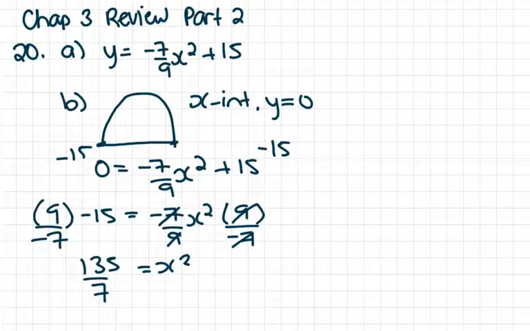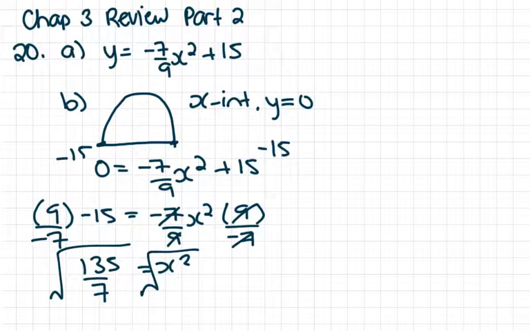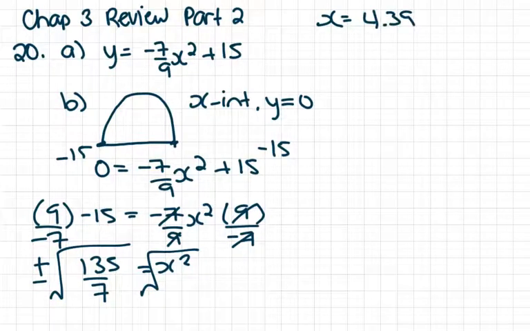Now, in order to get x by itself, I'll take the square root of both sides. But I have to remember that when I take the square root of something, it could be positive or negative. So the square root of 135 over 7 is 4.39. So therefore, my x-intercepts are negative 4.39 and positive 4.39.